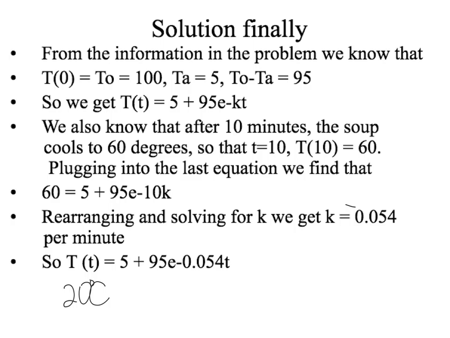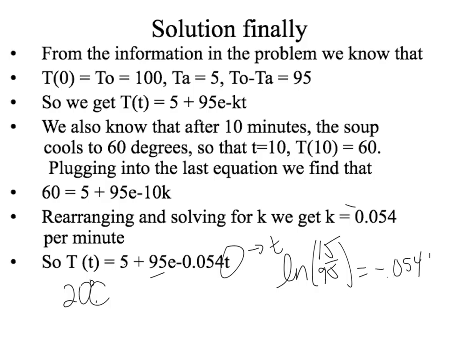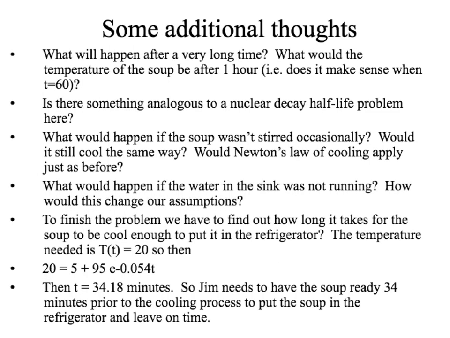So plugging in 20 there, we can solve for t by taking the natural log of both sides. 20 minus 5, you get 15, divide that by 95. So basically you're going to do the natural log of 15 divided by 95. And when you take the natural log of e, that gets rid of it. So you're looking at 0.054 t. Take the natural log of 15 divided by 95, you'll get a negative number. Divide that by negative 0.054. You're going to get a time of about 34 minutes.